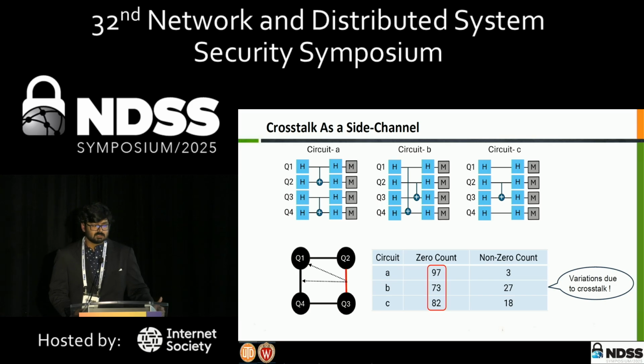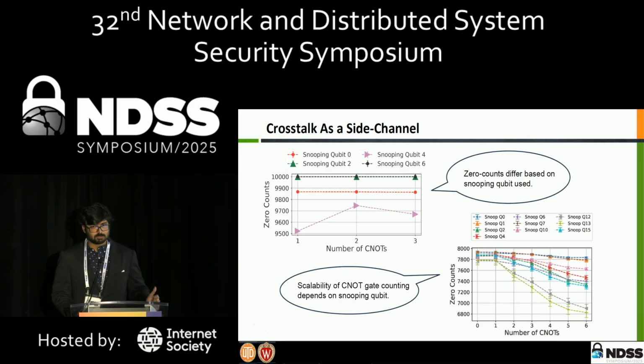So in these cases, ideally, the 0 counts expected by the adversary in an ideal scenario would be 100. But however, we see 0 counts deviating. Slight deviations in 0 counts can be accounted to minimal errors in existing quantum computers. However, higher deviations, such as in circuit B or circuit C, can be due to crosstalk. So these variations are very important, and we show in our paper that 0 counts can differ based on the snooping qubit used by the adversary.